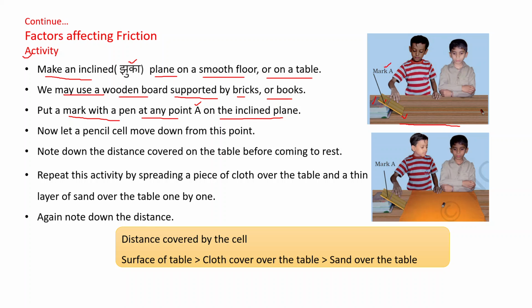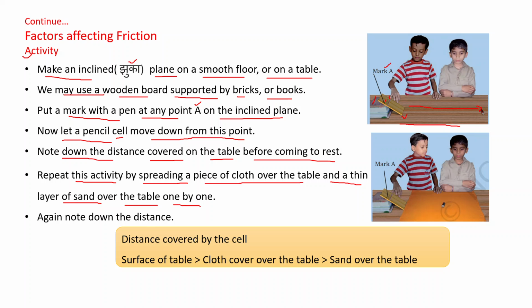This is mark A. Now let a pencil shell move down from this point. Now we will keep one pencil shell here and let it move down and observe what happens. Note down the distance covered on the table before coming to rest. Now you will observe that this pencil shell will move on this table and you note down this distance. Okay. Repeat this activity by spreading a piece of cloth over the table and a thin layer of sand over the table one by one.